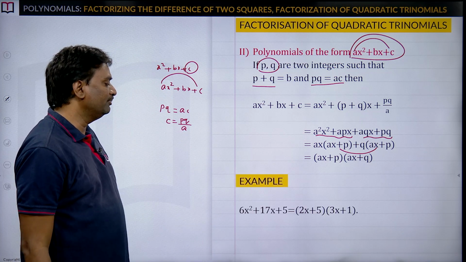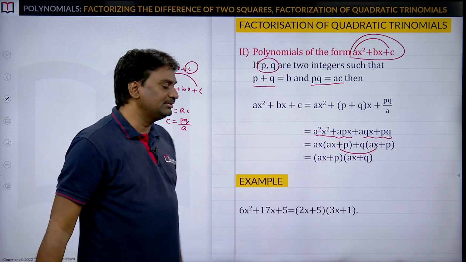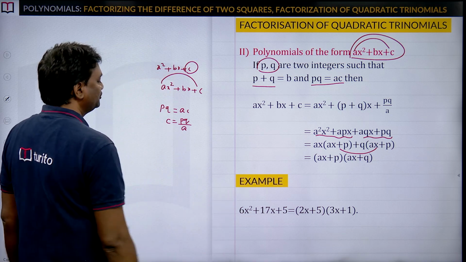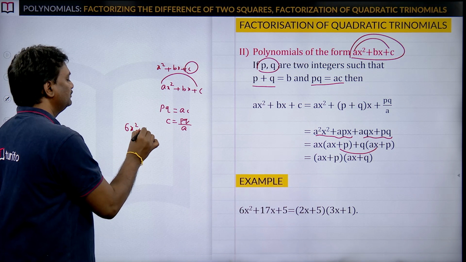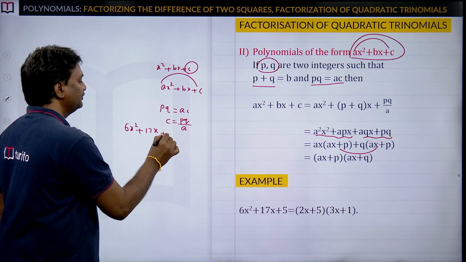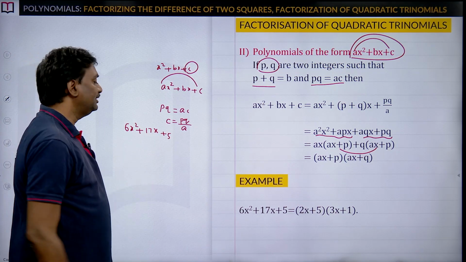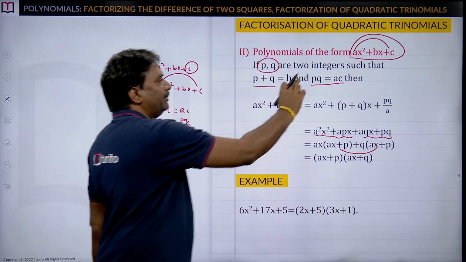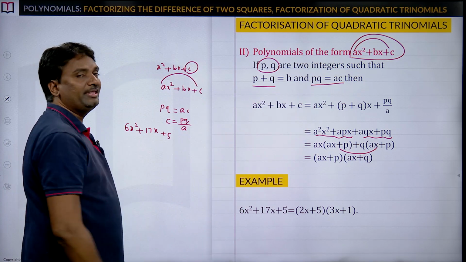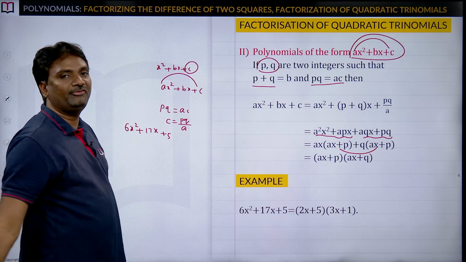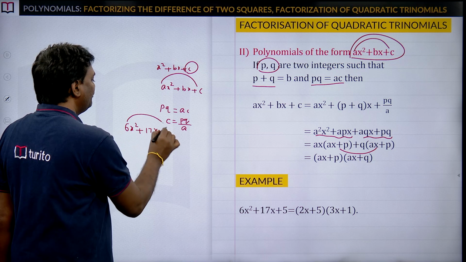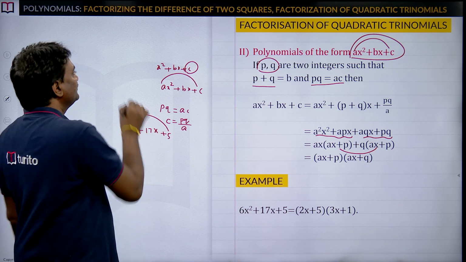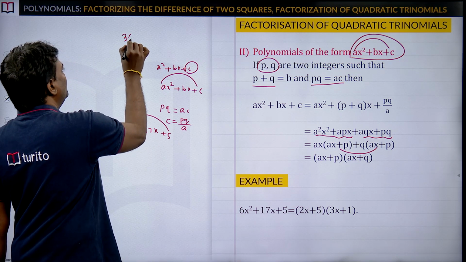Here we have the example 6x square plus 17x plus 5. Clearly this is in the form of ax square plus bx plus c. In place of a we have 6, in place of b we have 17, and the constant term c is 5. So, multiply 6 and 5. What will you get? 30. 6 into 5 equals 30.